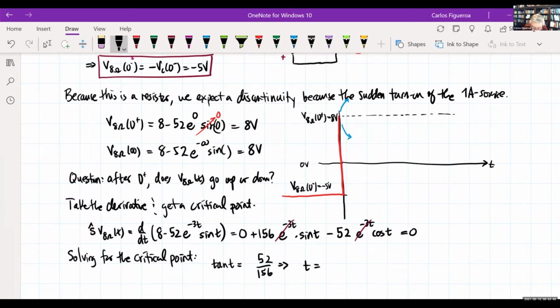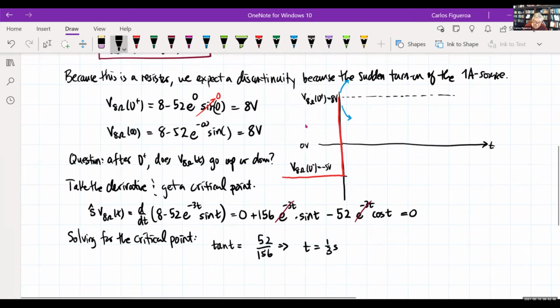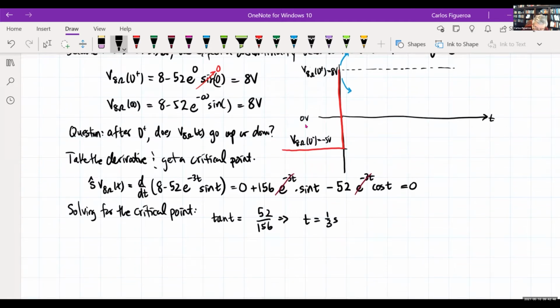So I get a third of a second here. So that's my critical point right here, right? Now that I got my critical point, I'm going to substitute this back into V8 ohm of t. What do I get?